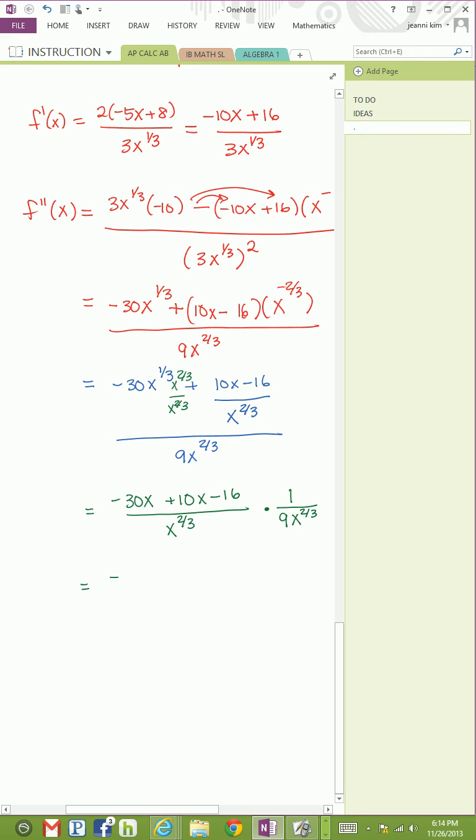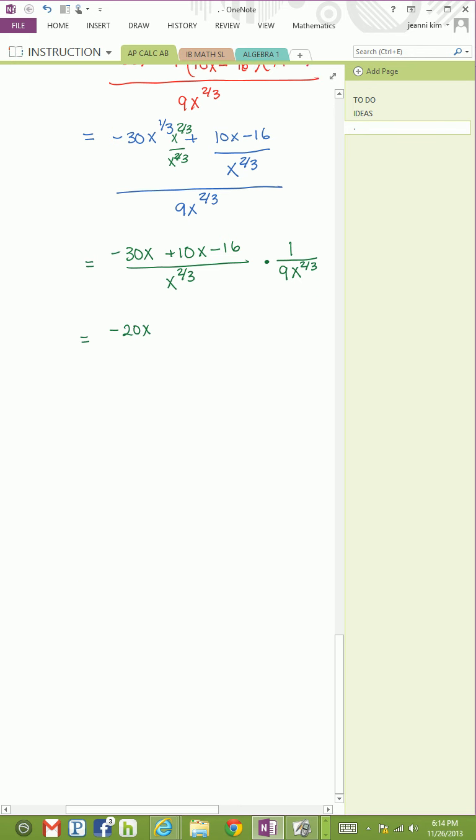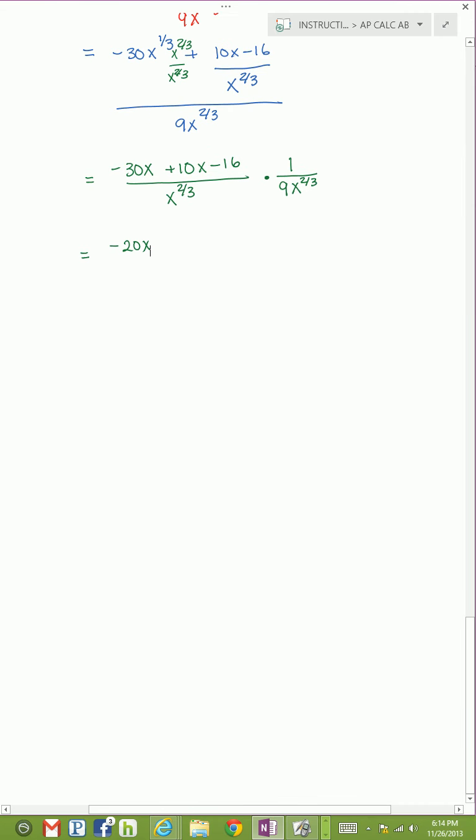So we get negative 20x, in case you guys can't see, push this up, minus 16 all over, and if you multiply these, you add the powers, so I get 9x to the 4/3. So it actually looks a lot nicer, and remember this was the double prime. So I'm going to set my double prime equal to 0, which would give me negative 20x minus 16 equals 0. X is equal to positive 16 over negative 20, which simplifies to negative 4/5.